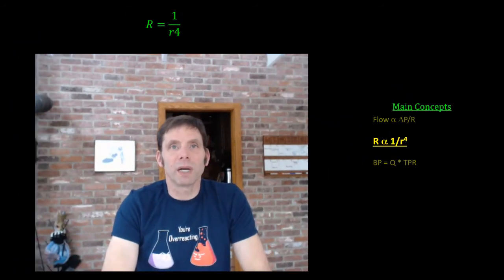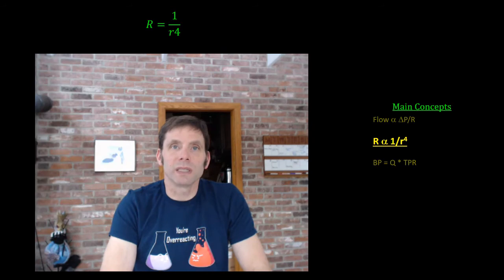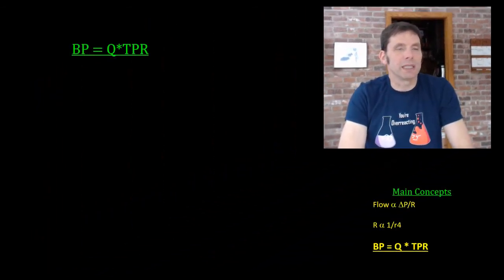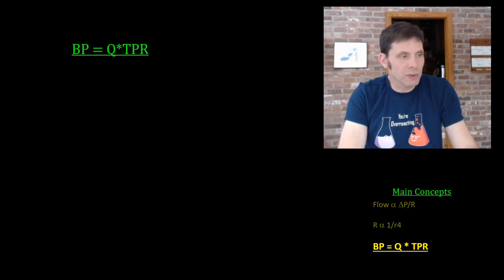So far, we've been talking about pressure, flow, and resistance in a single vessel. But in an A&P class, we're often interested in what's going on in the entire body. So pressure at the beginning of the vessels, of all the vessels, is really the blood pressure. The resistance in the whole system is called total peripheral resistance, or TPR. And flow through the whole system is cardiac output. So we can look at this relationship and we find that blood pressure is equal to cardiac output times total peripheral resistance. How do we get there?